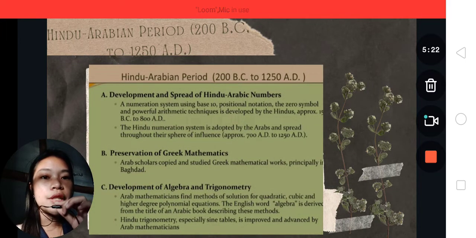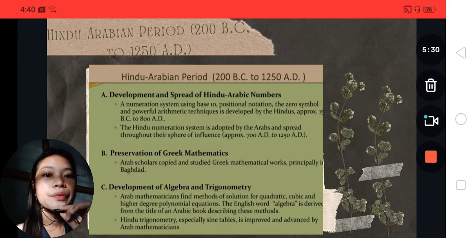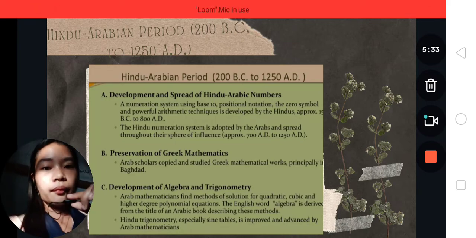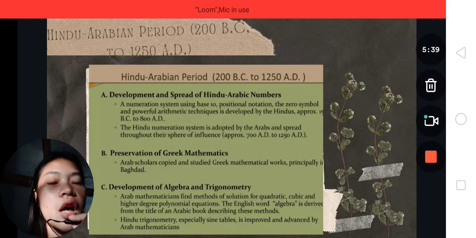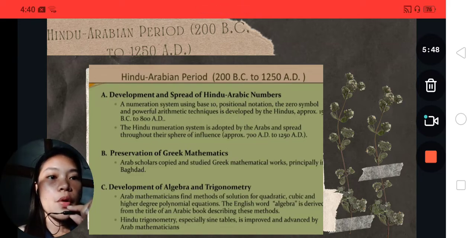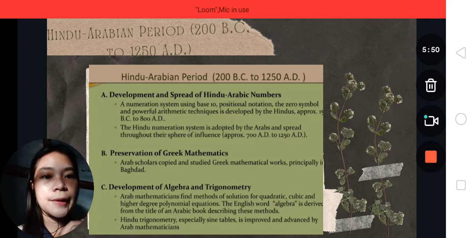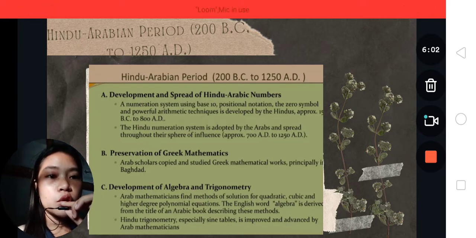Hindu-Arabic period, 200 BC to 1250 AD. A. Development and spread of Hindu-Arabic numbers. A numeration system using base 10 positional notation and very simple and powerful arithmetic techniques is developed by the Hindus approximately 200 BC to 800 AD. The Hindu numeration system is adopted by the Arabs and spread throughout their sphere of influence approximately 780 to 1250 AD.